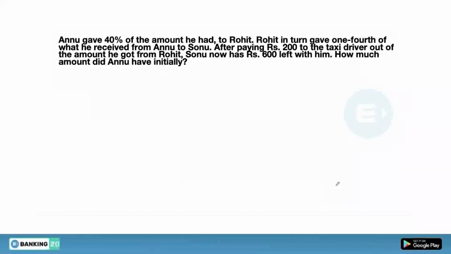Now, the next question is, Anu gave 80% of the amount he had to Rohit. Rohit in return gave 1/4 of what he received from Anu to Sonu.